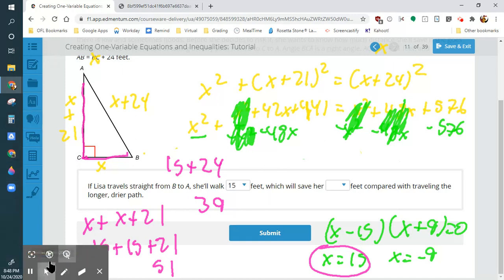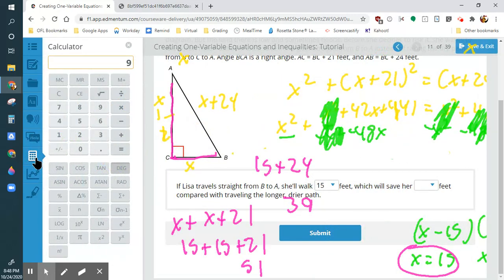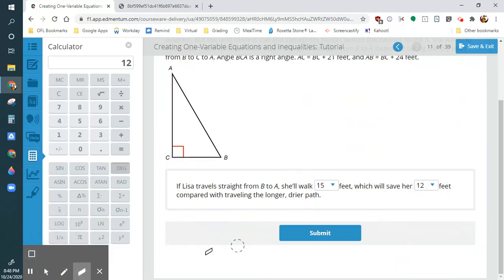How much is she going to subtract? How much space is she going to save here? So we're going to do the bigger number minus the smaller number to figure out how much space she is saving. 12. So she's saving a journey of 12 feet, basically. Not even the distance of this. So maybe she might not want to do this. And it's how much she saves, not how much she's walking overall.